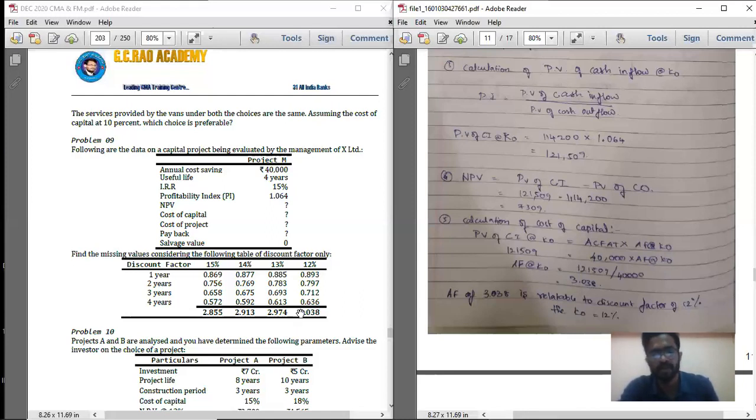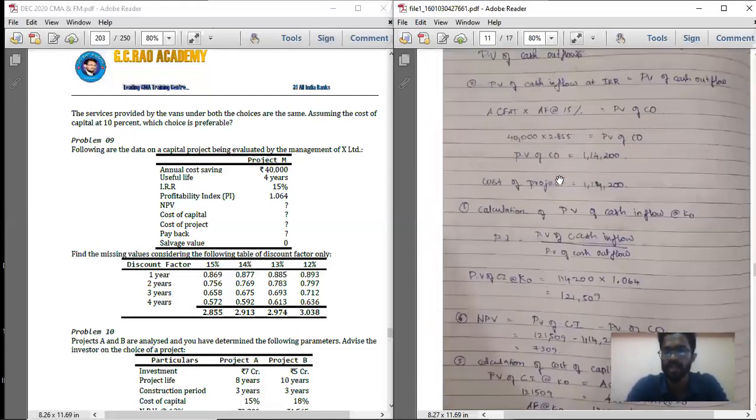And if you search for that factor in the annuity table, here is the 4 years annuity table for each percentage, that is 15, 14, 13, 12. If you check one by one, you are getting 3.038 at 12%. So the annuity factor of 3.038 is relatable to the discount factor of 12%. Hence KO, that is the cost of capital, is equal to 12%.